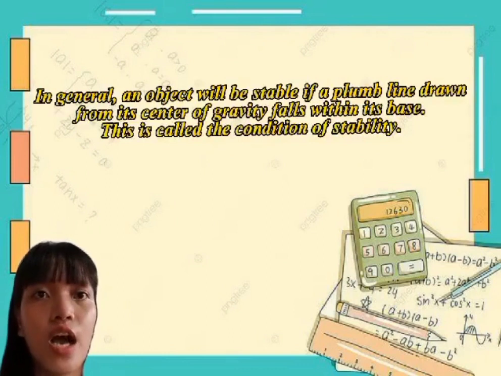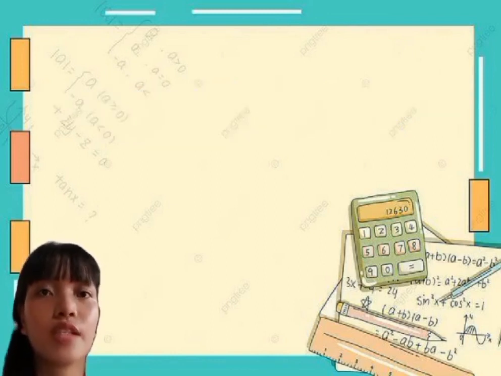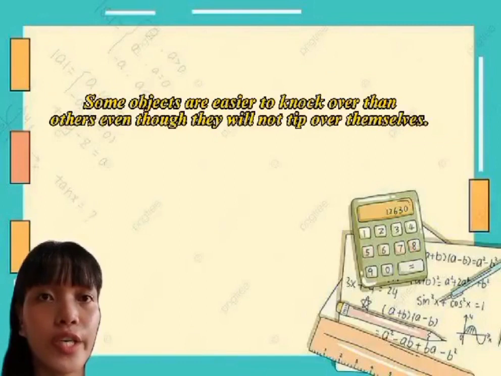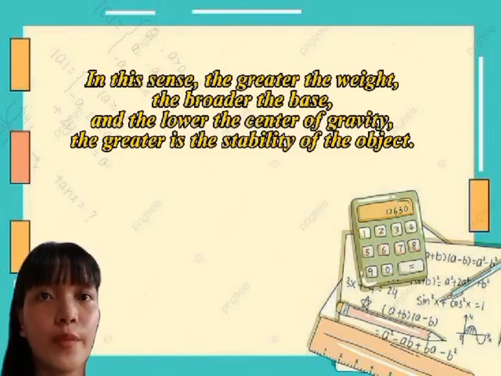In general, an object will be stable if a plumb line drawn from its center of gravity falls within its base. This is called the condition of stability. Some objects are easier to knock over than others, even though they will not tip over by themselves. In this sense, the greater the weight, the broader the base, and the lower the center of gravity, the greater is the stability of the object.